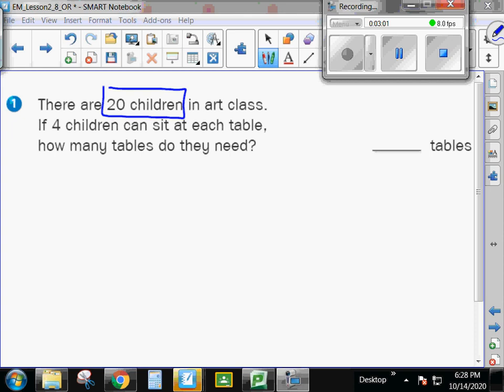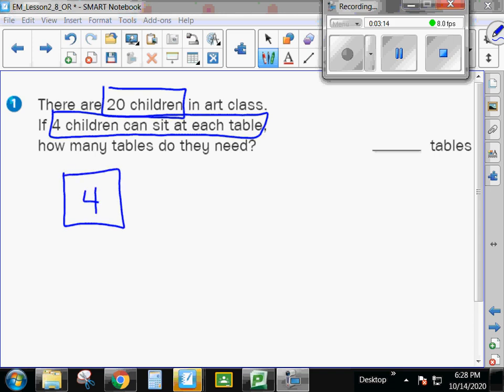All right, so if I were figuring out this problem, I know there's 20 children. That's what I know. I also know that 4 children can sit at each table. So if I start drawing that, I'm going to draw a table. There's 4 kids. Now, I don't know how many tables to draw. It doesn't tell me how many tables. That's what I'm trying to find out. How many tables do I need? So I'm just going to have to keep drawing tables, putting 4 kids at a table, and then seeing when I can seat all 20 of my kids.